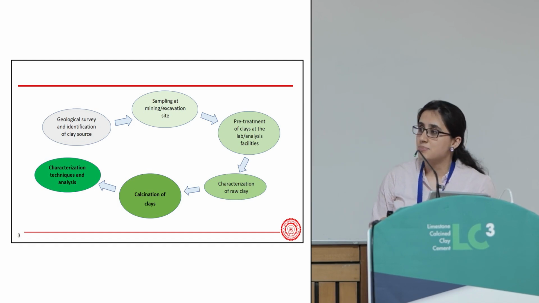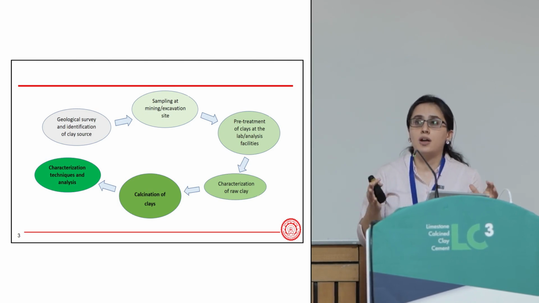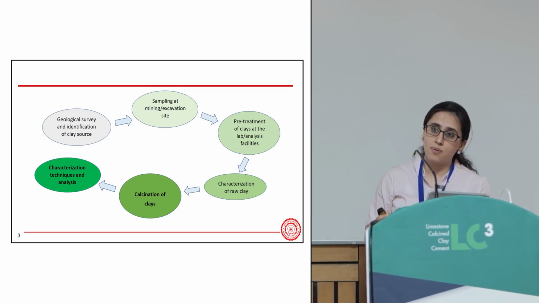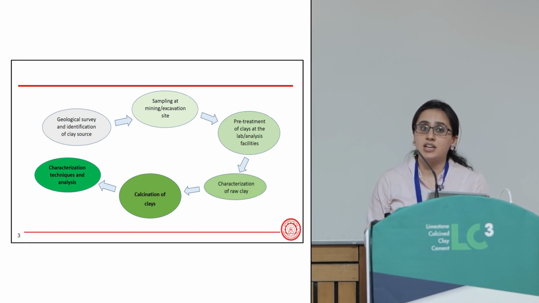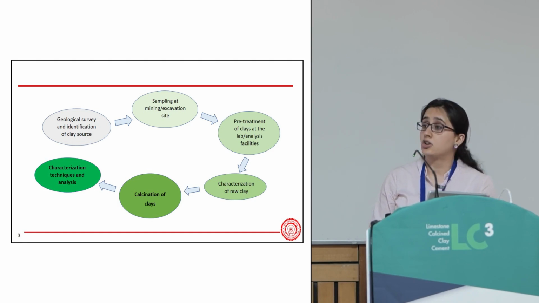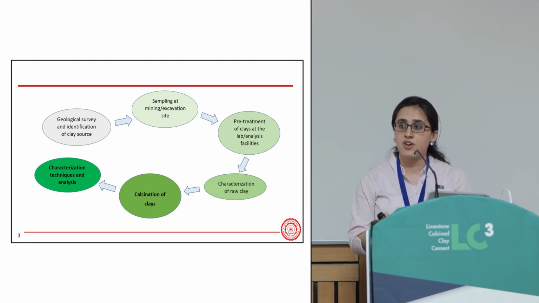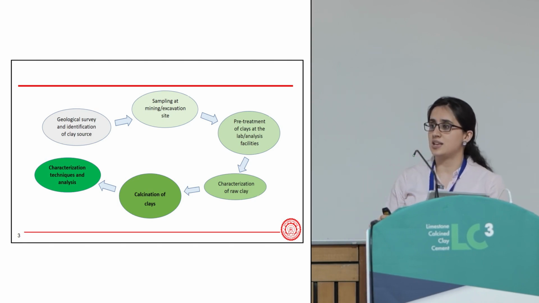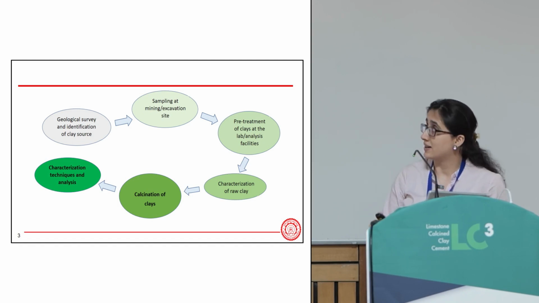The second step is to carry out different techniques to determine the composition of the clay, so that from the large number of samples that we have collected from a mine, we can identify the potential clay samples that we can use for the application in LC3. Dr. Raki talked about this in detail, how we can use techniques like TGA, XRD, XRF, and finally we can identify those clay samples and go ahead and produce limestone calcined clay cement.